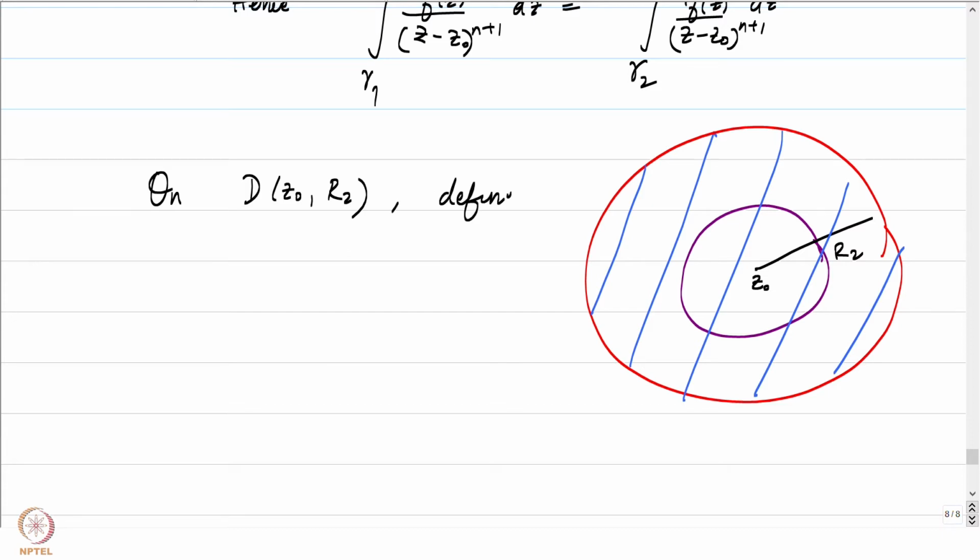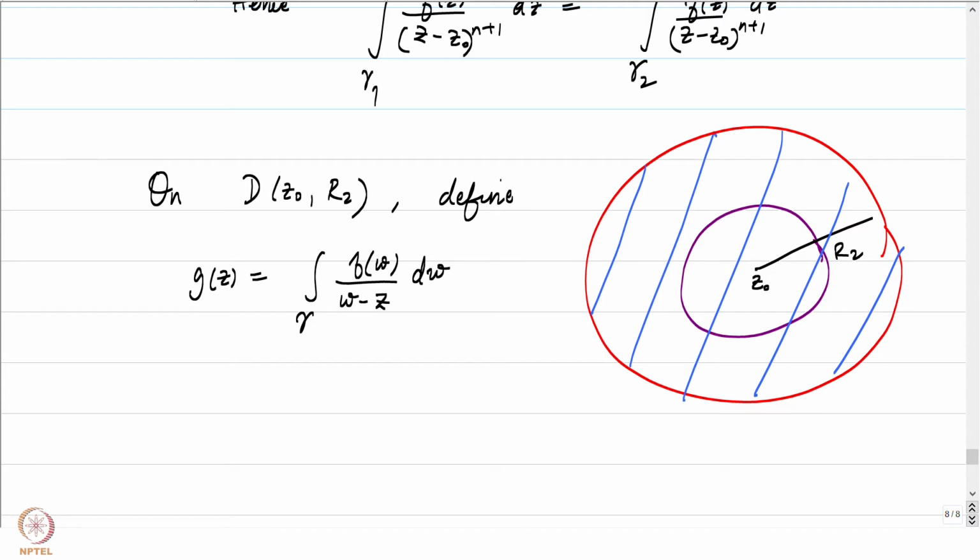Define g of z to be equal to the integral over a curve gamma. I will describe what gamma is. This is the integral of f of, maybe zeta by zeta minus z times d zeta. Maybe zeta is unnecessarily complicating. Let me use w as the variable, f of w by w minus z dw.